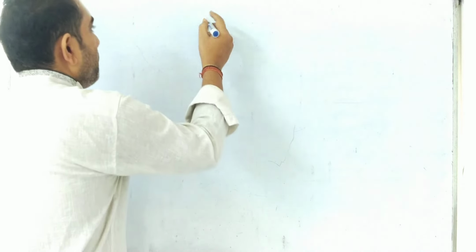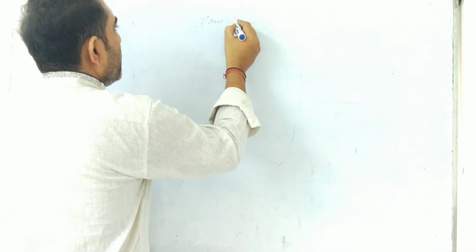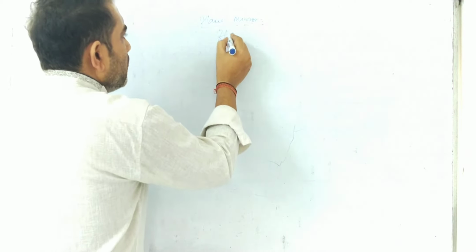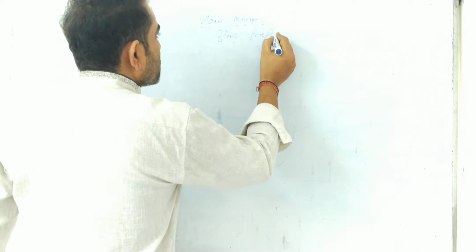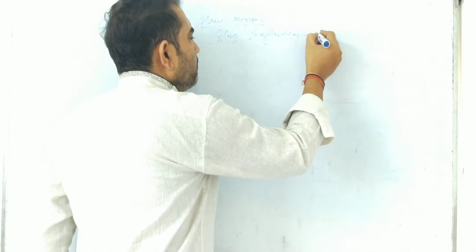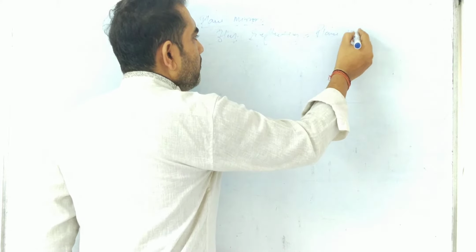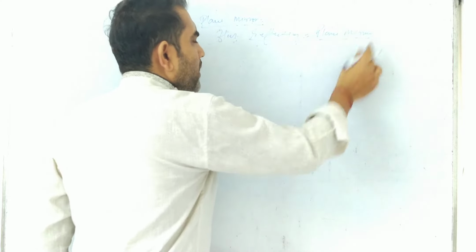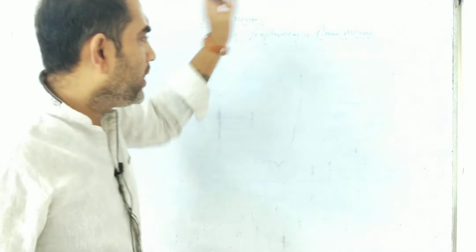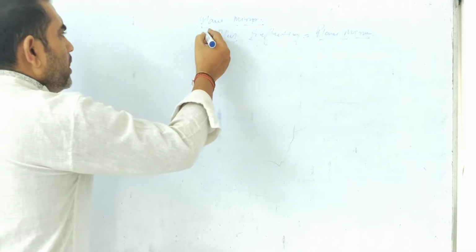Now come, plane mirror. So what is the plane mirror? A flat reflecting surface. What kind of flat reflecting surface? Any surface, if it is flat and reflects the light properly, is said to be a plane mirror. So we got the definition: any flat reflecting surface that is capable of reflecting the light is said to be a plane mirror. So plane mirror we understood.